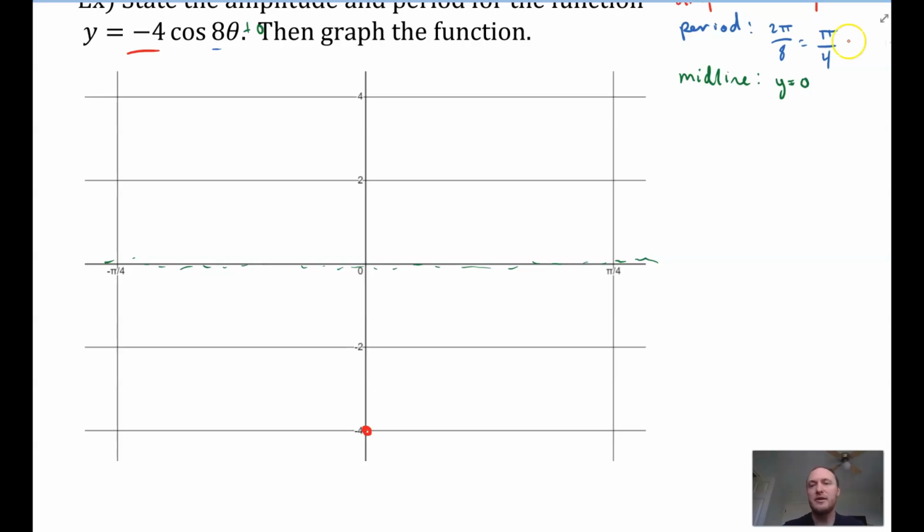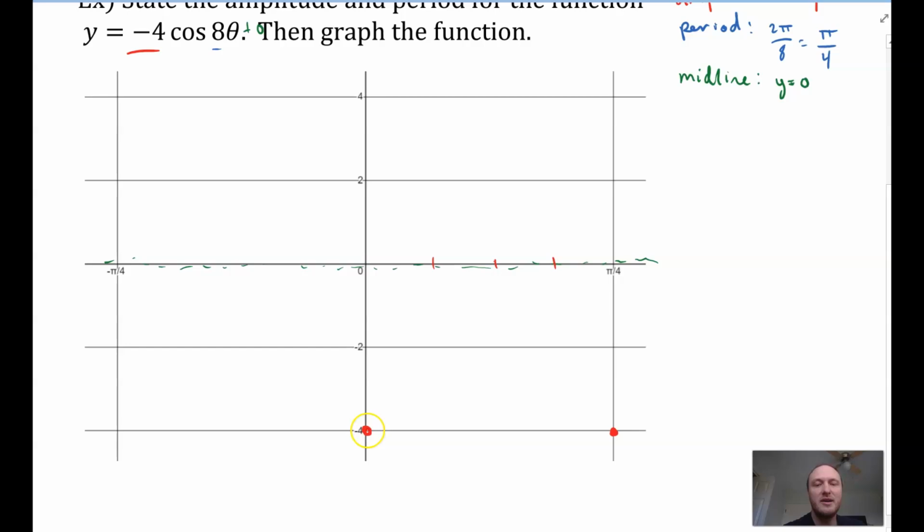Well, my period is pi fourths. So I'm going to go over pi fourths, which happens to be here, and I'm going to end there. I don't have units that are perfect, so I'm just going to eyeball it. I need to split this into fourths. So I'll cut it into half here, and cut that half into half, and that half into half.